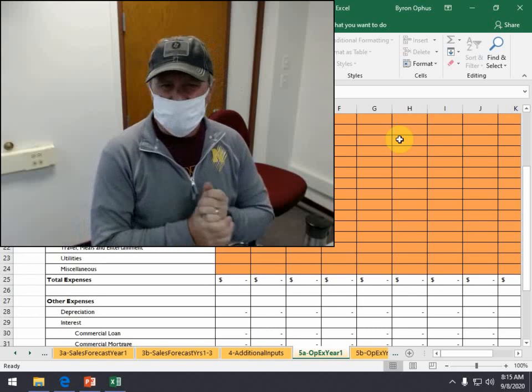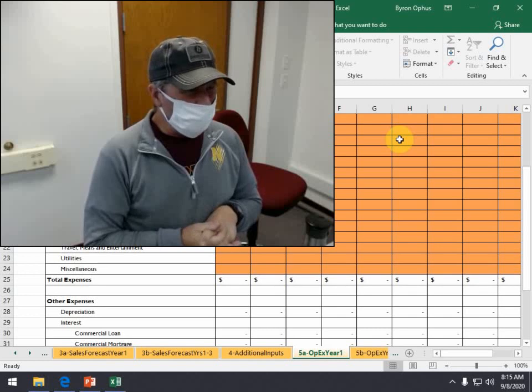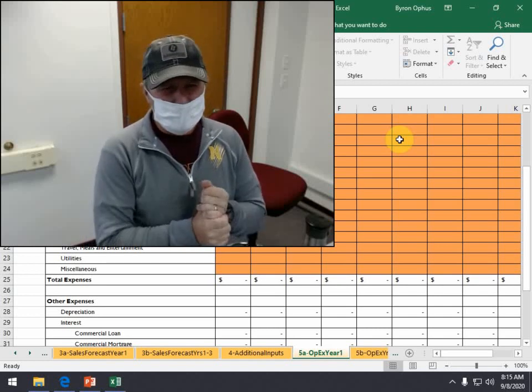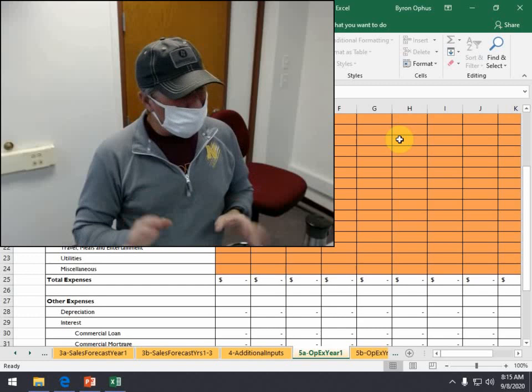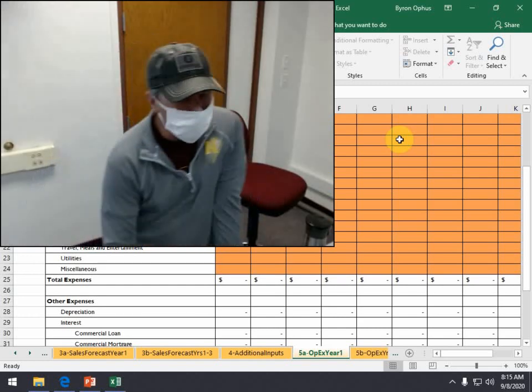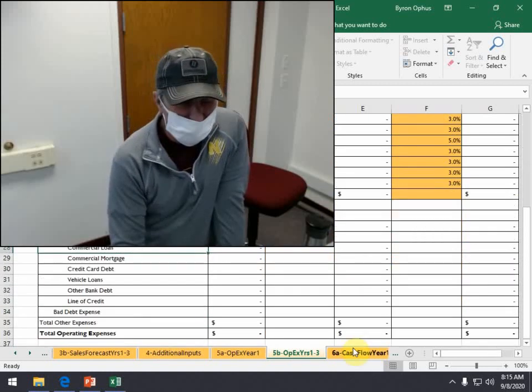Because if you start changing white cells, it's going to screw everything up, and basically I'm going to tell you to go back and start over. Okay, so don't change white cells. There's been one or two exceptions periodically in the past, but that's really pretty rare. Okay, it's going to autofill your second and third year expenses.